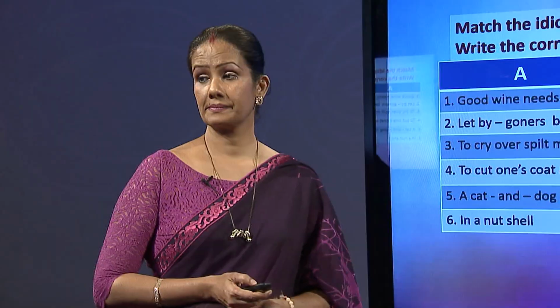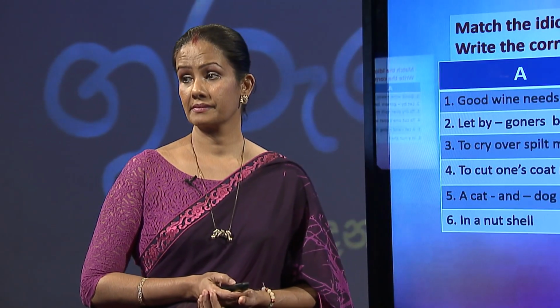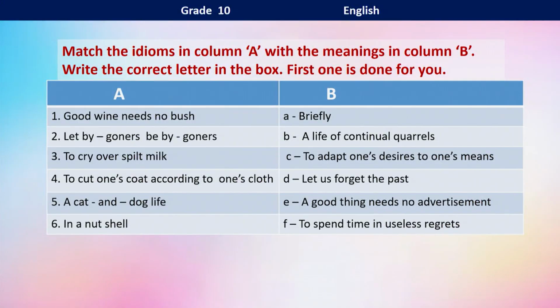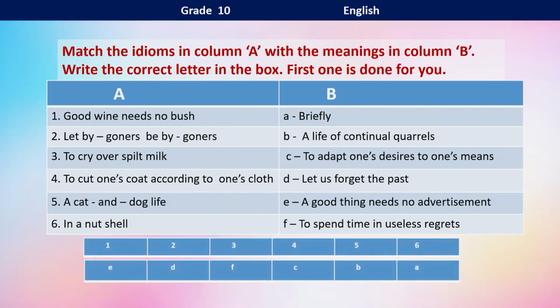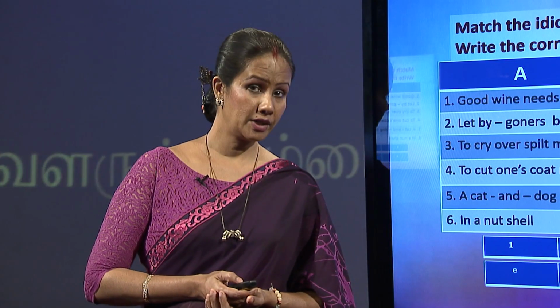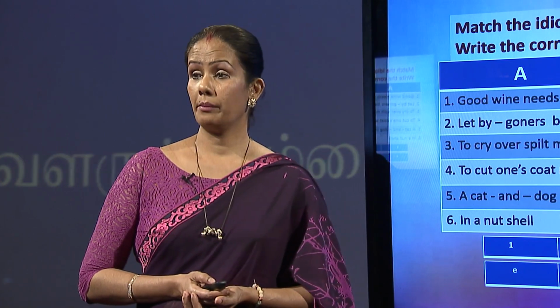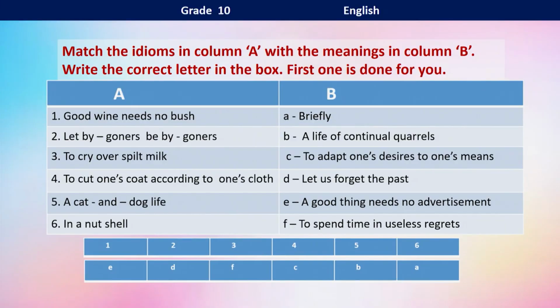Briefly. A life of continual quarrels. To adapt one's desires to one's means. Let us forget the past. A good thing needs no advertisement. To spend time in useless regrets. Yes, here are the answers. I have put them in a box. Okay. For number 1, the answer is letter E.